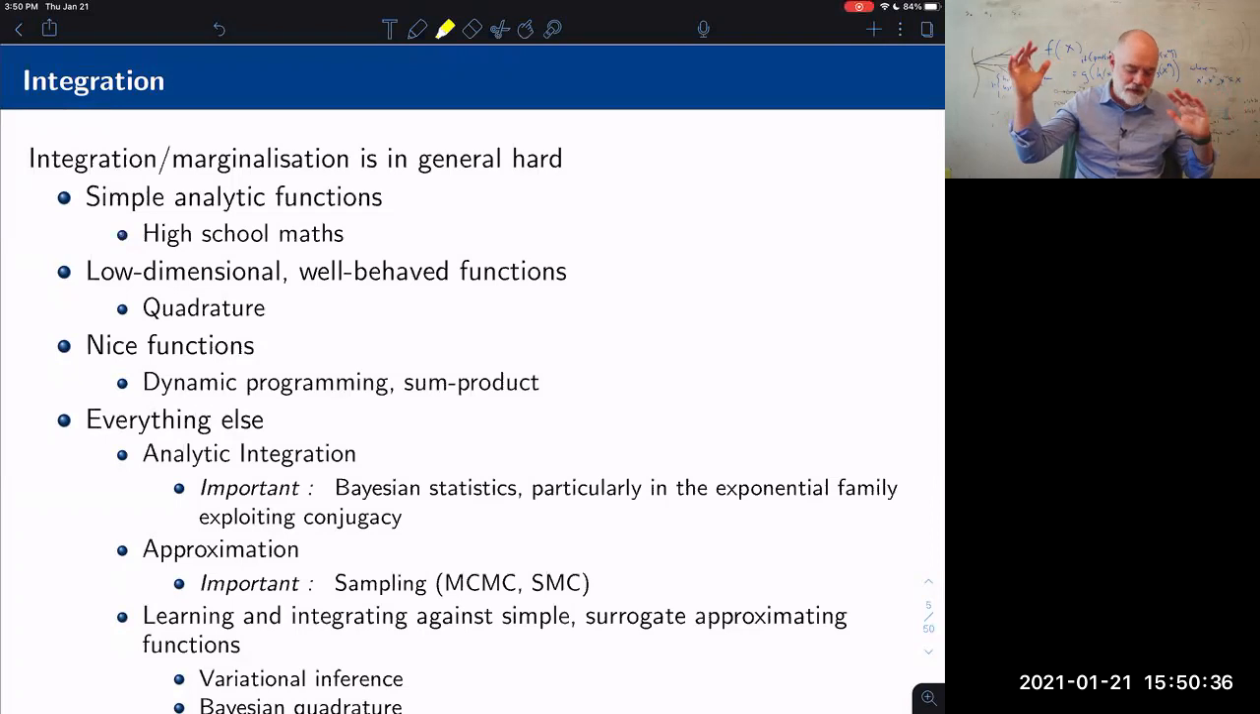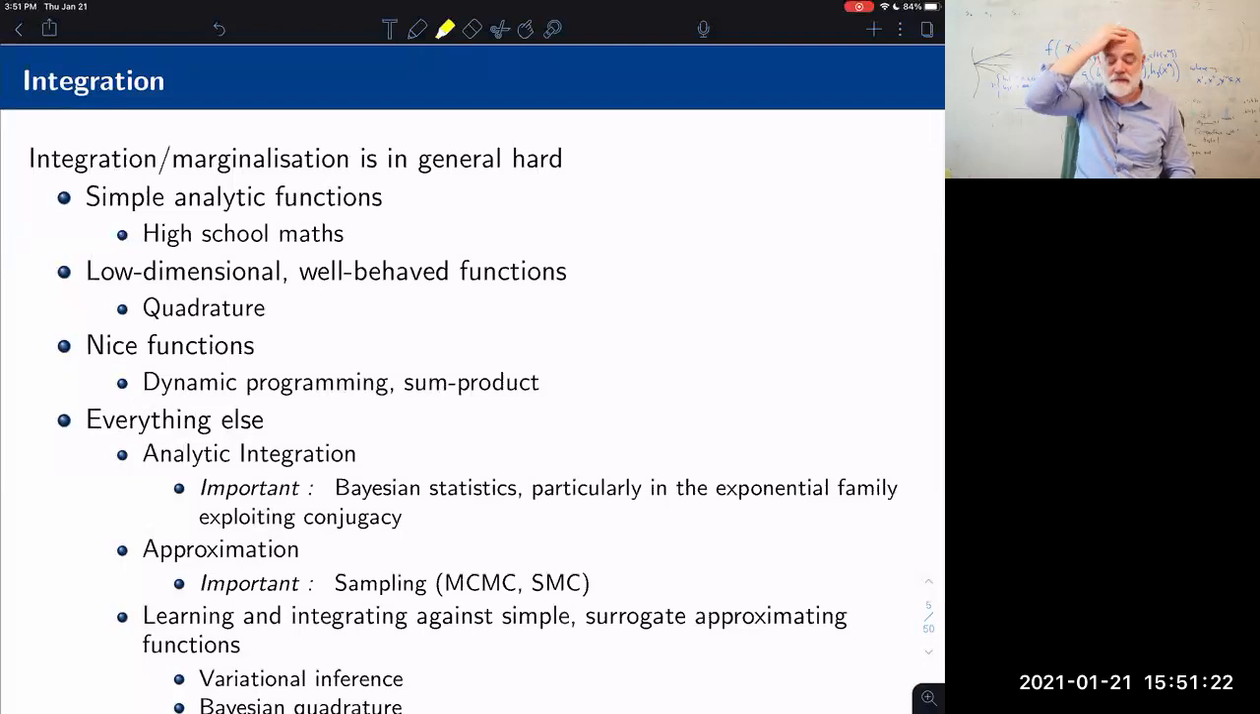Okay, so integration, which I'll often colloquially call marginalization, because that generally requires integration. You should just think, when you hear marginalization, it's integration, right? It is generally hard. If you have simple analytic functions, you can look them up in your favorite calculus textbook. I'm motioning at my bookshelf in front of my desk now. You can look them up and apply various rules. Numerically, if you have low-dimensional well-behaved functions, you can do quadrature, where you evaluate the function at various points and effectively build parametric approximations of the function that you can compute the area underneath the curve for. For various nice functions, like the HMM example that I gave before, you can do integration via dynamic programming or message passing.